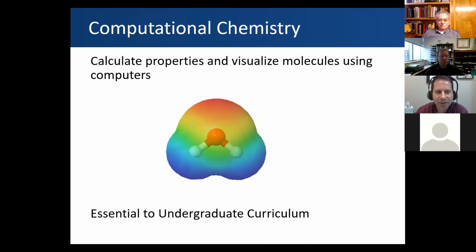So computational chemistry, Sean touched on a lot of things you can do. It's basically using computers to calculate properties of molecules and to look at them in nice ways. And I believe that it's important for the whole curriculum. Some people try and force computational chemistry to only be in physical chemistry, which students usually take in their junior year. But I think that's a mistake. And I think that it's important to start them early, even in general chemistry, and they can use it in all 4 years of their curriculum.